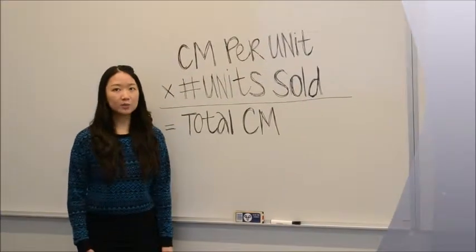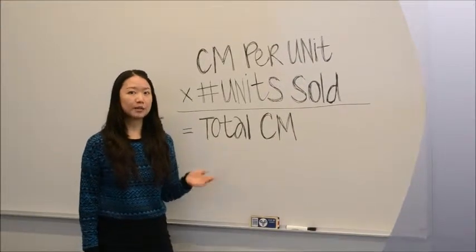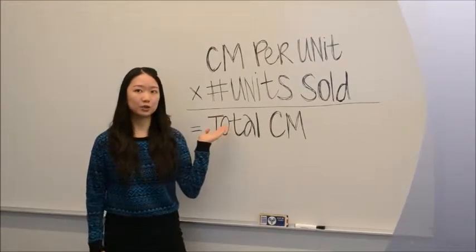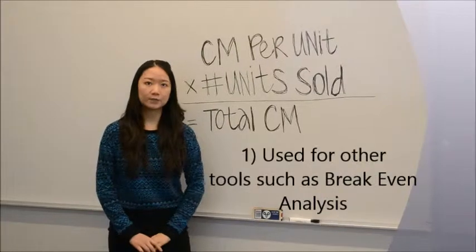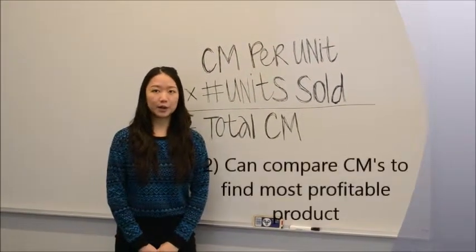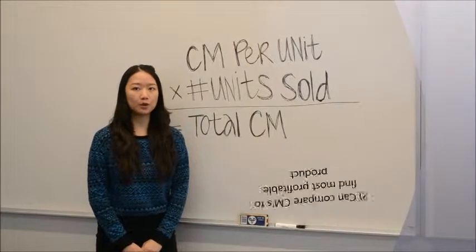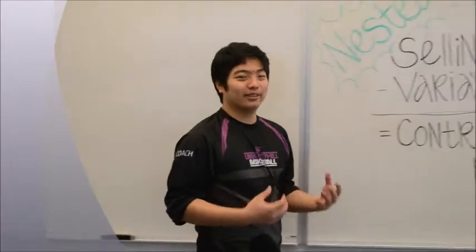Since it calculates the incremental profit, if we calculate the total contribution margin by multiplying the per unit margin by the number of units sold, we can compare it to the fixed costs to figure out the break-even point. Other benefits would be the ability to compare different products' contribution margins to see which product lines are more profitable. So now let's go through an example.